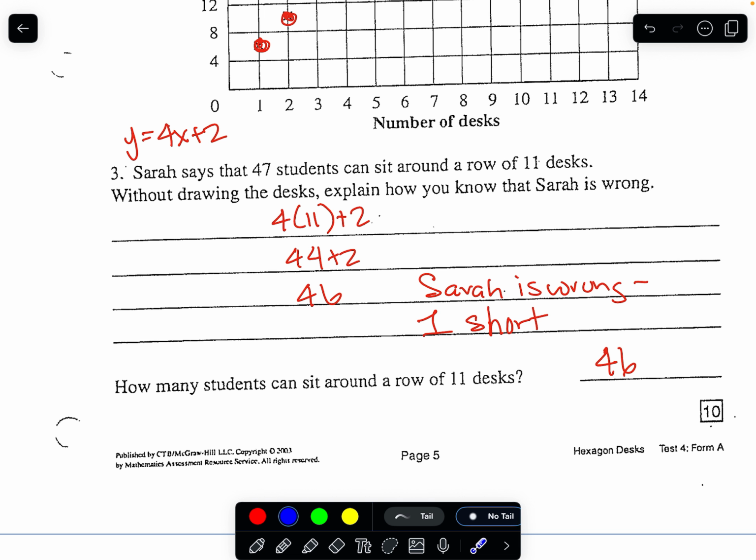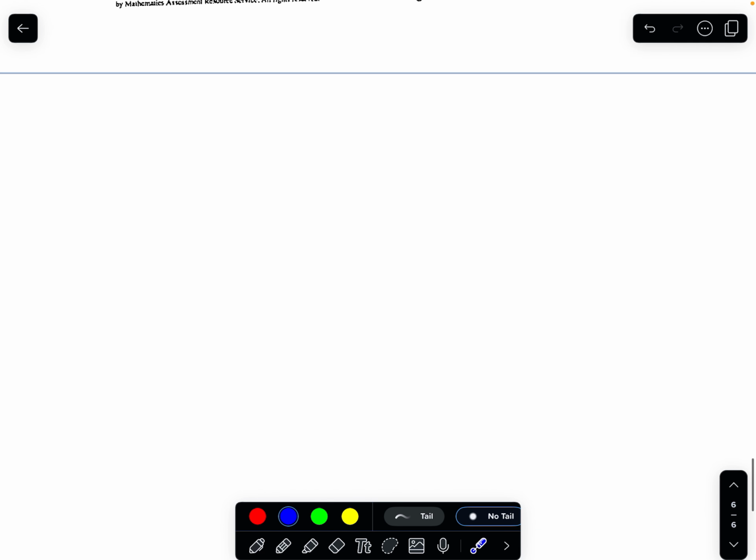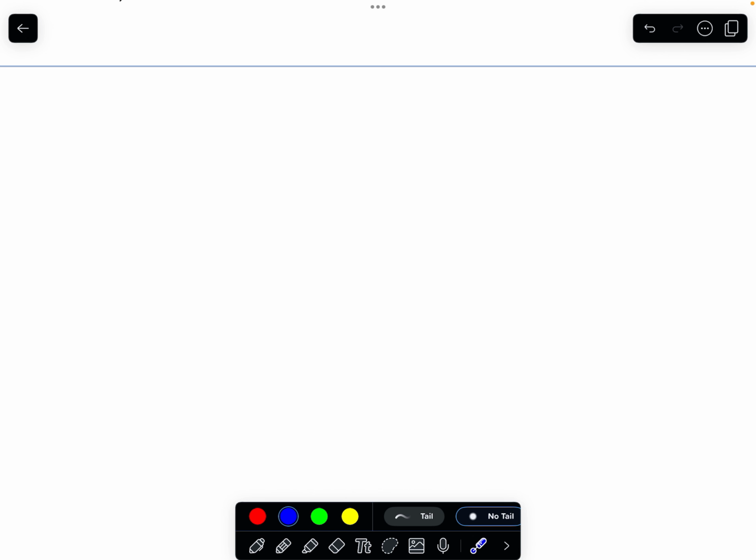Sarah says that 47 students can sit around 11 desks. So if we substitute 11 in, we get 44 plus 2, which is 46. And so Sarah is wrong because she's 1 short, right? But how many students can actually sit around 11 desks? Well, only 46.